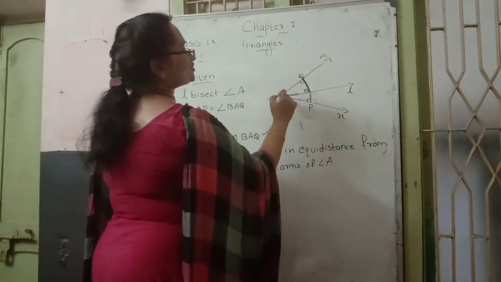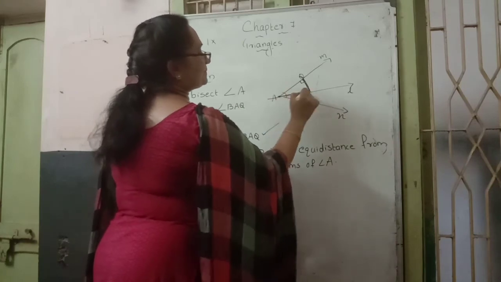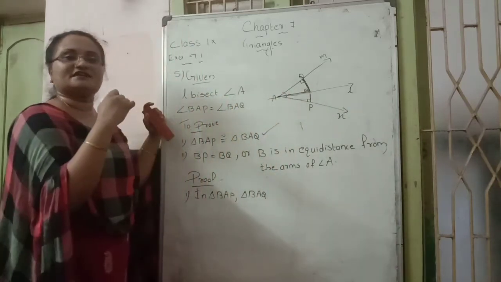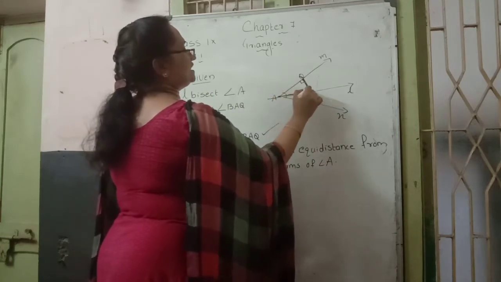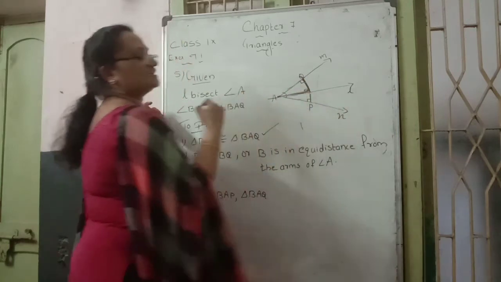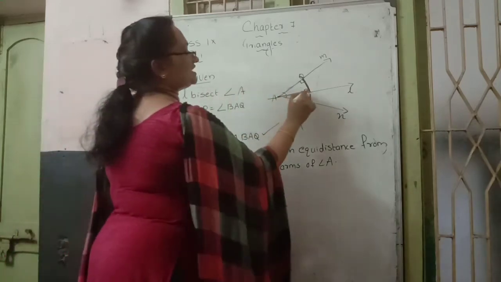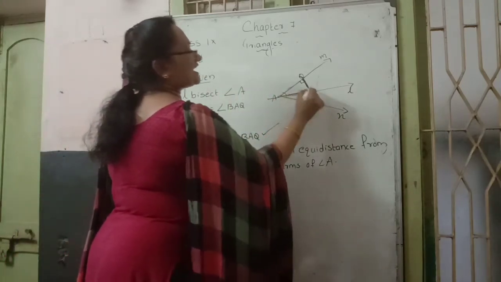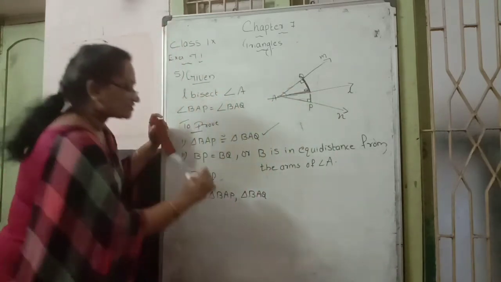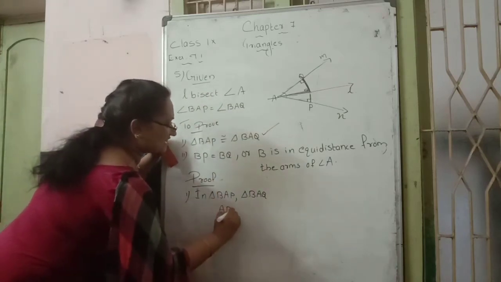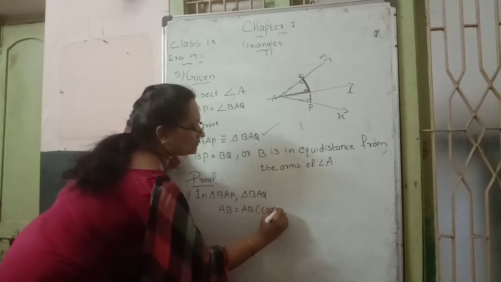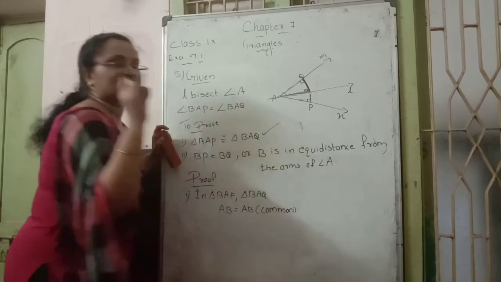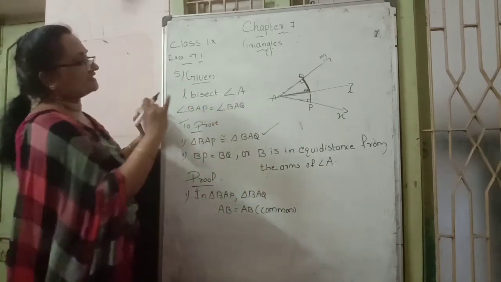In these two triangles, side AB is common. See, in triangle ABQ, side AB is included. In triangle BAP also, side AB is included. So we can write that side AB is equal in both cases. It is common in both triangles. So the first condition is completed. Next step.